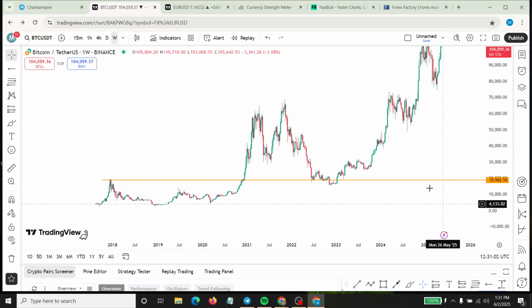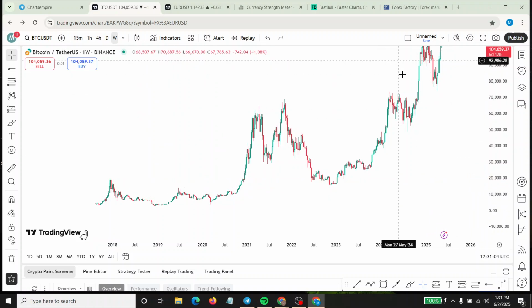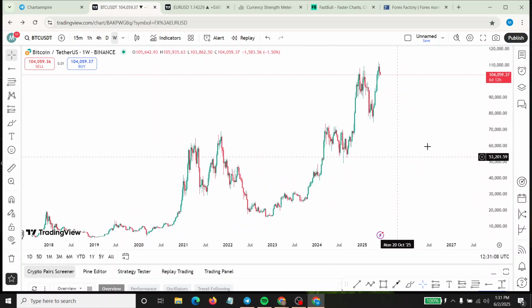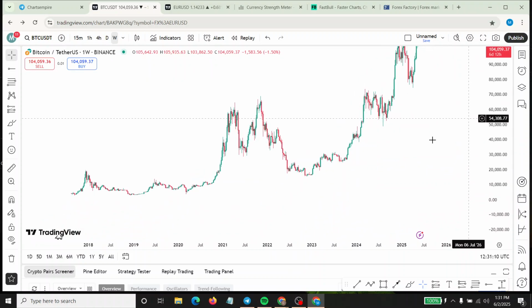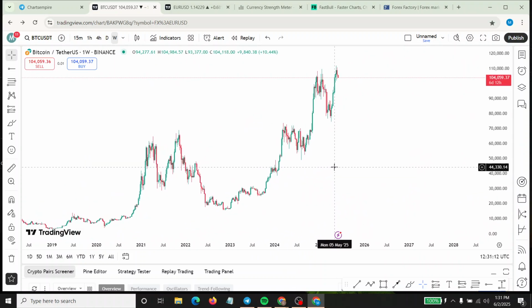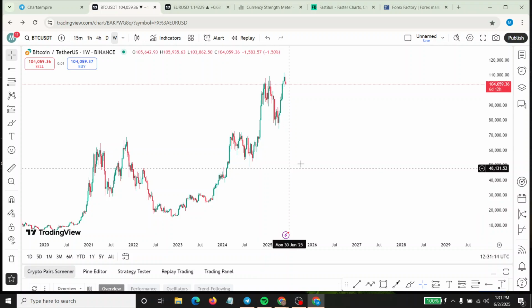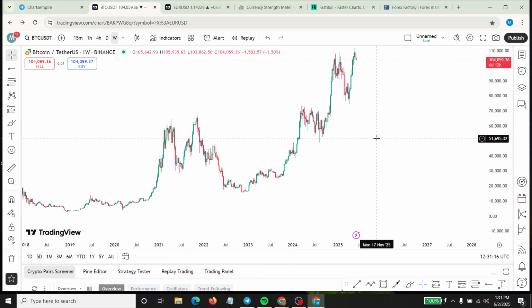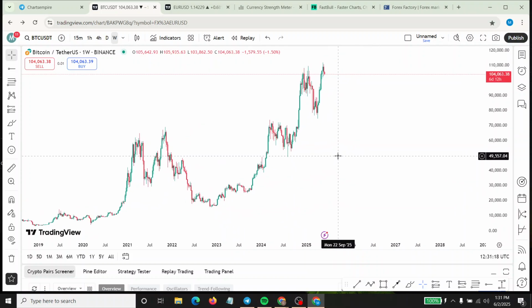Now, even if you are a day trader, a scalper, or whatsoever, you want to first of all identify your major areas. You want to look at the left hand side to understand what has happened previously in the market, in order for you to make your prediction of what will happen in the future.